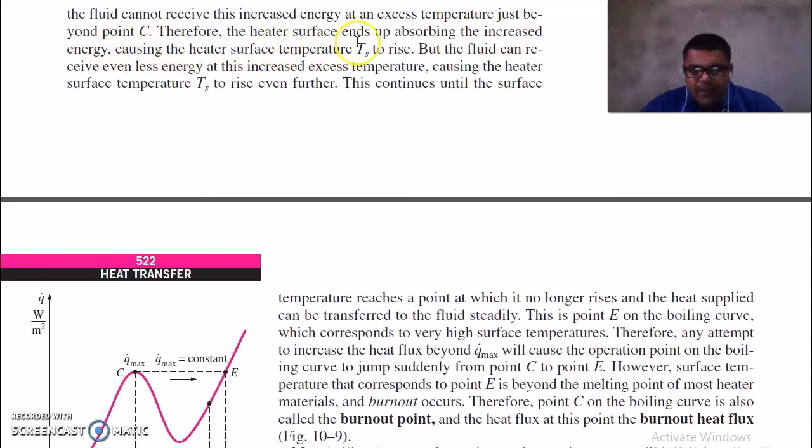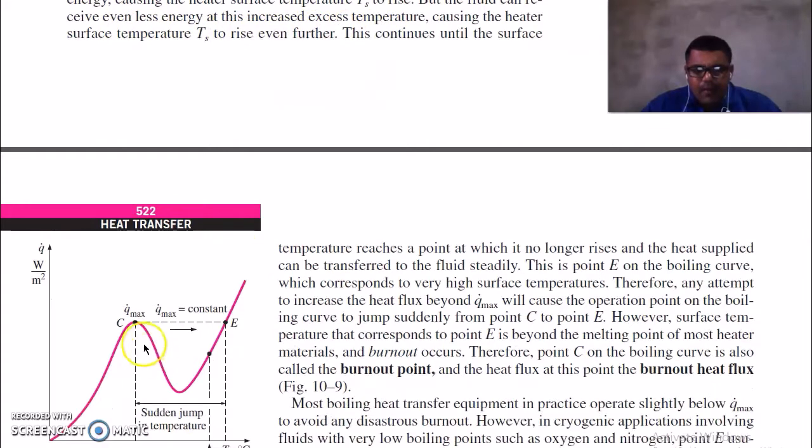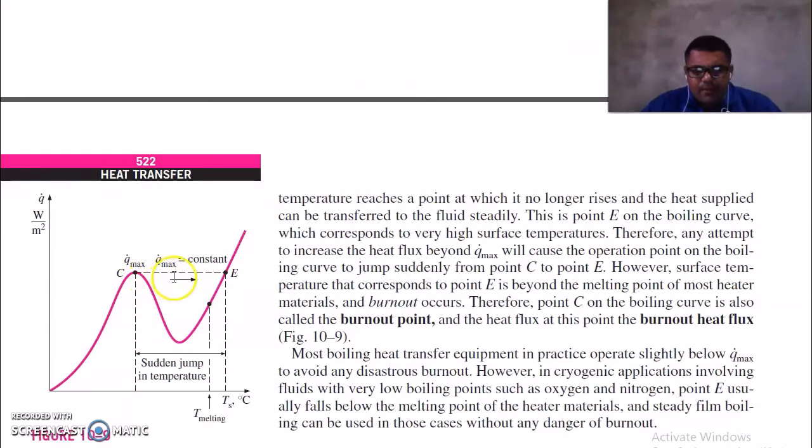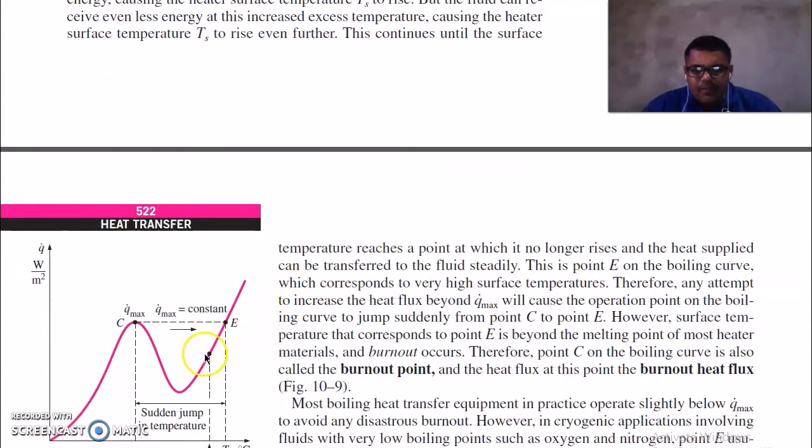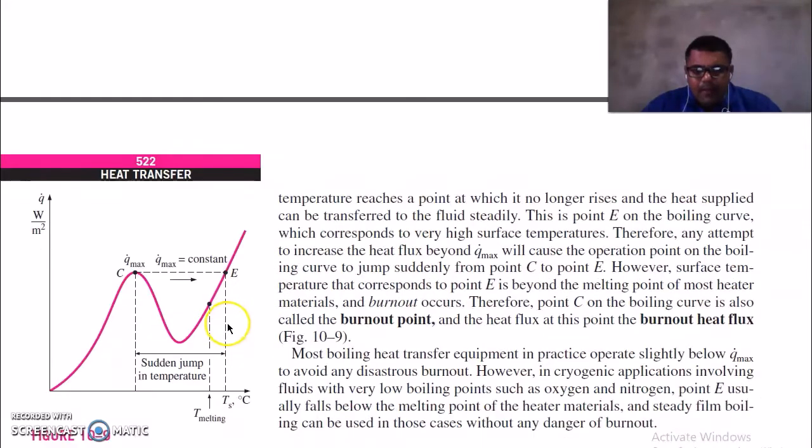Therefore, the heater surface ends up absorbing the increased energy, causing the heater surface temperature Ts to rise, but the fluid can receive even less energy at the increased excess temperature. Even after the increase of surface temperature, the energy is not received by the fluid. This continues further and leads to a point E, which is a very high surface temperature.